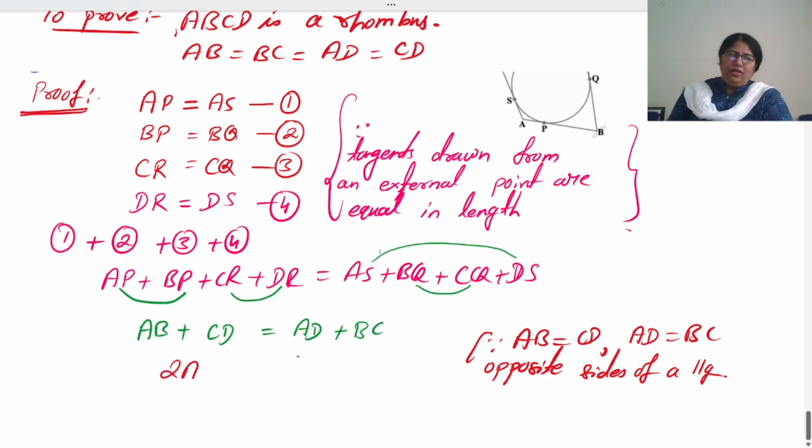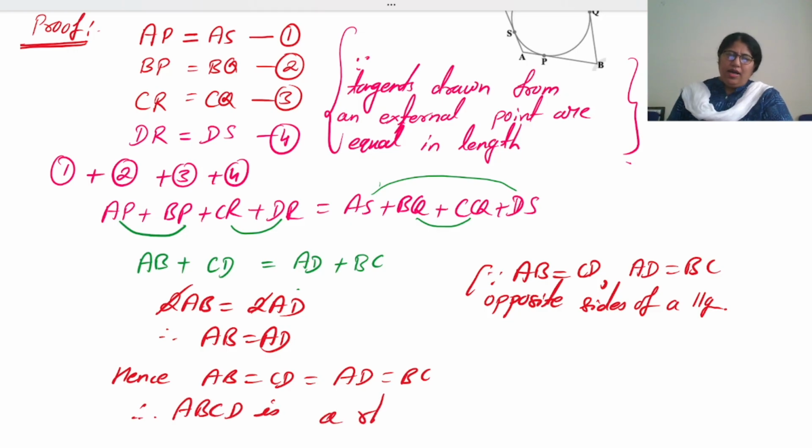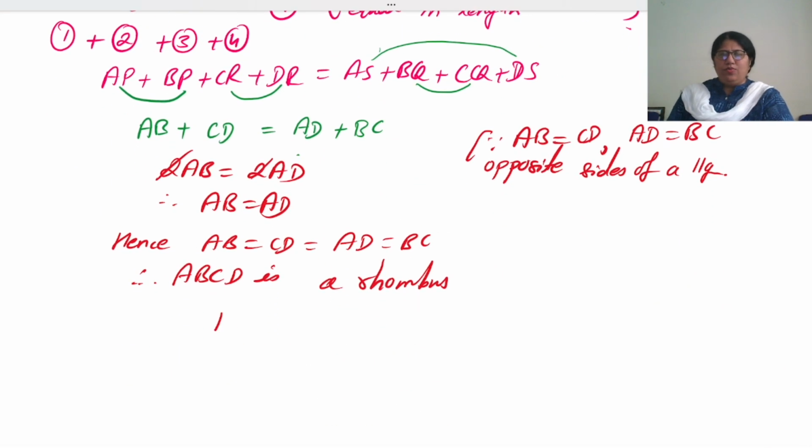Now can I write down here 2AB is equal to 2AD. So this gets cancelled and therefore AB is equal to AD. Now because AB is equal to AD, hence AB is equal to CD is equal to AD is equal to BC. Therefore ABCD is a rhombus, because you have proved that a parallelogram with equal sides is called a rhombus. Hence proved.